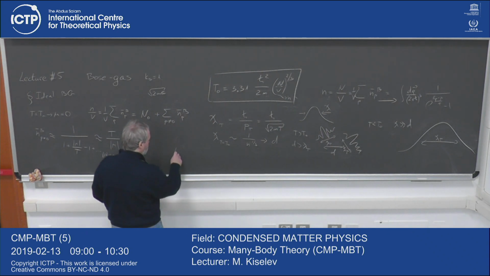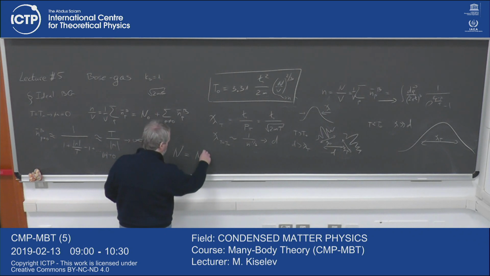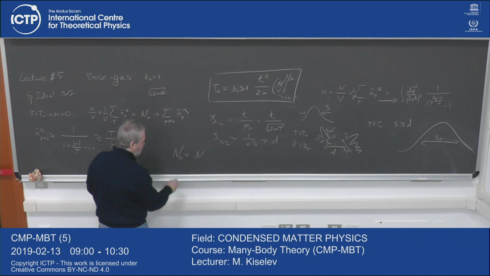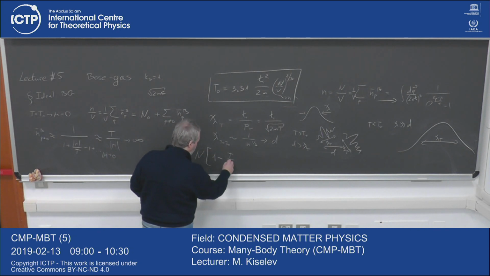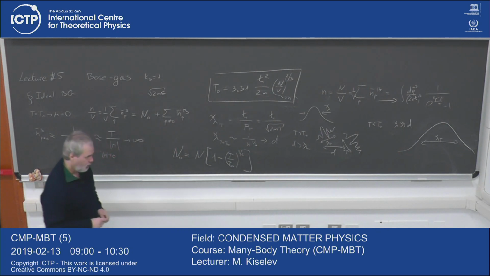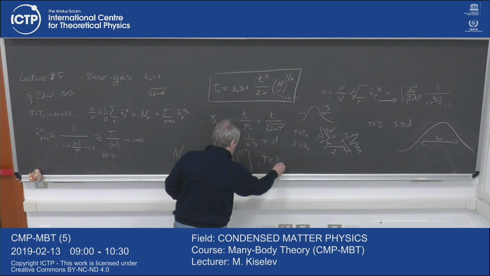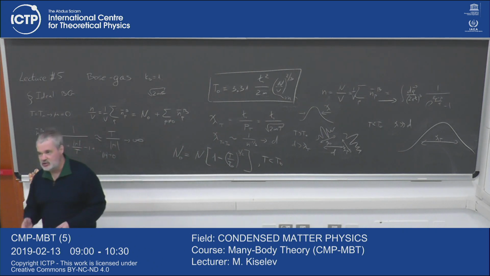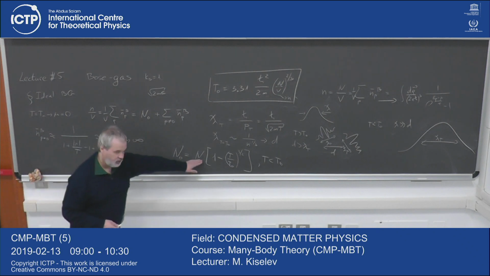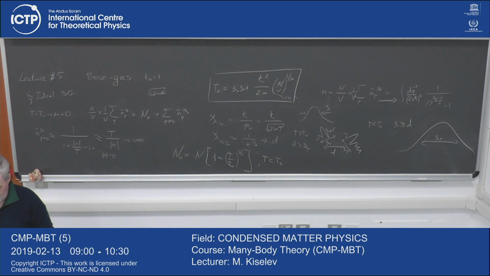Therefore, we can write down that the number of particles in the condensate is equal to the total number of particles N times 1 minus T over T naught to the power 3/2, if temperature is below T naught. So if temperature equals 0, for a system of non-interacting bosons, all N particles will be in the condensate. Okay?